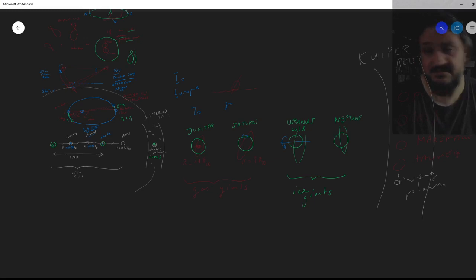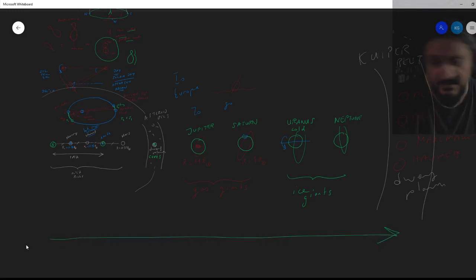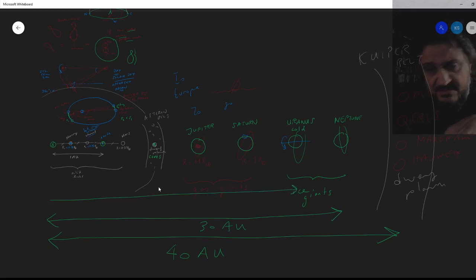Okay, now let's talk about the scale here. From the sun to Pluto, this is 40 astronomical units. Okay, remember, one astronomical unit, 1 AU, is the distance between the sun and Earth. So what I drew here is not drawn to scale. Okay, it's 40 astronomical units. So from the sun to, let's say, Neptune is 30 AU, and from the sun to, let's say, Uranus, that is 20 AU. Again, not drawn to scale.